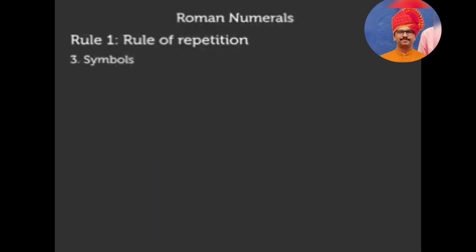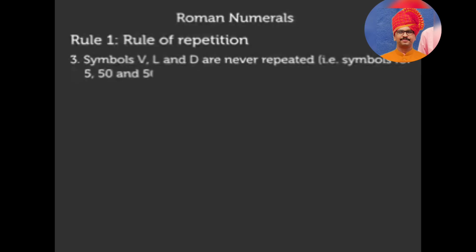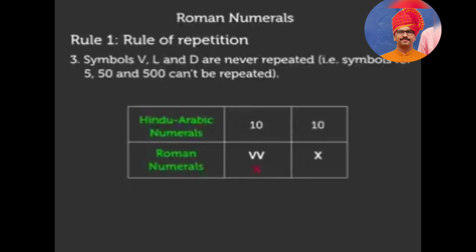Rule of repetition. Symbols V, L and D are never repeated. These symbols for 5, 50 and 500 cannot be repeated. We do not write the number 10 by repeating V, but we can write it as X.